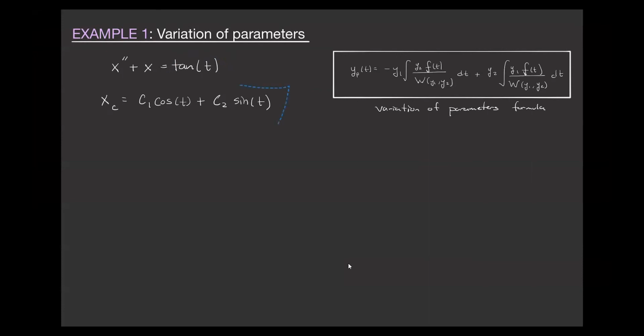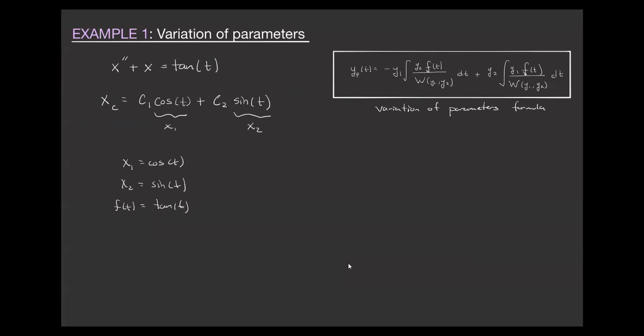Now, once we have the complementary solution here, we've got two parts. We've got x1 and then x2. Then we can consider our tangent of t to be the f of t, the non-homogeneous part. That gives us x1 is cosine of t. That gives x2 is sine of t. And then finally, f of t, as it were, is tangent of t.